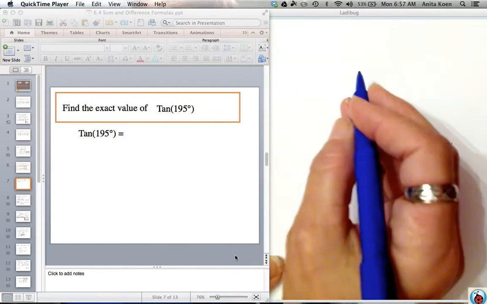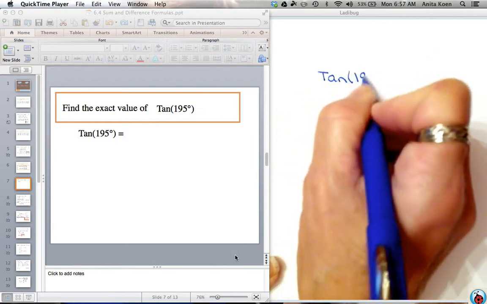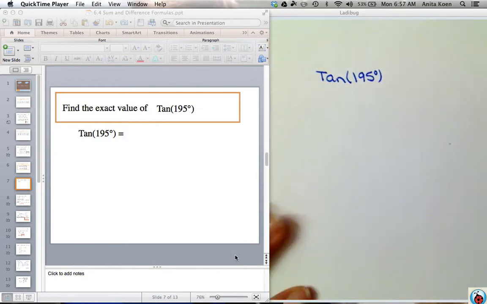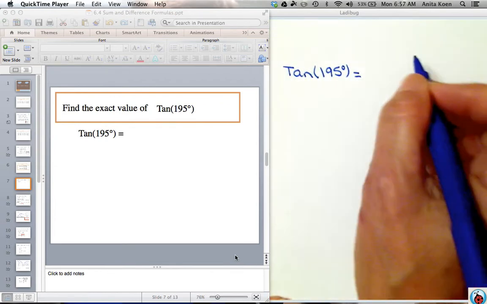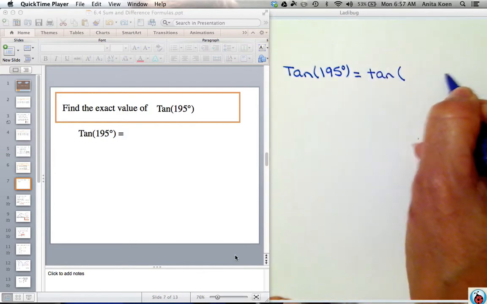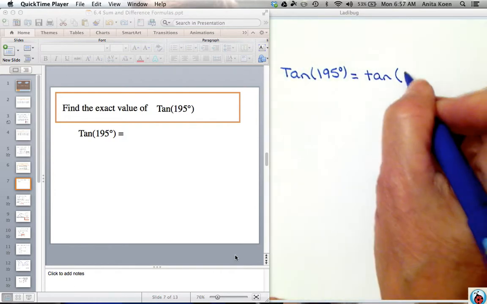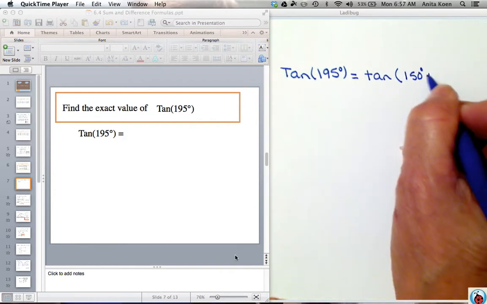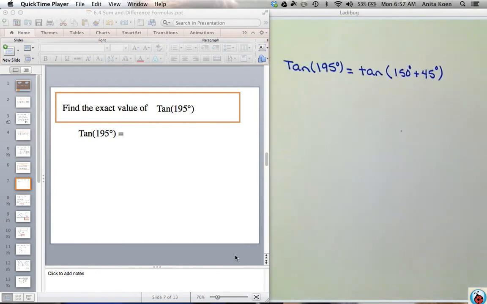All right, so let's look at the tangent of 195 degrees. The first thing that I know is that that's not on the unit circle, so I'm going to need to break this up into the tangent of two angles that are on the unit circle. So I'm going to pick 150 degrees plus 45 degrees.